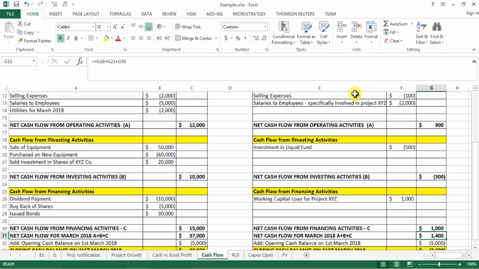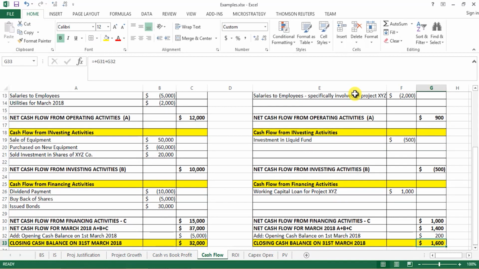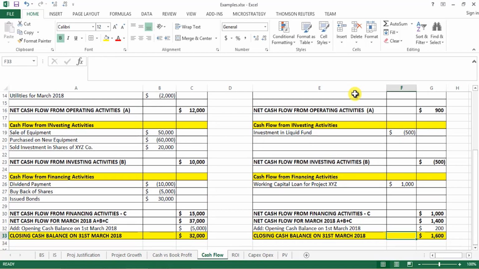Okay, so your net cash flow A plus B plus C is going to be $1,400. Negative 900 from the operating activities. Invested 500 out of that. That leaves you with a balance of 400. Additional $1,000 loan for the working capital of the project XYZ. That gives you a total of 1,400 net cash flow for the month of March. Also, suppose he had an additional funds of $200 in hand on 1st of March. Closing balance of Mr. X for the project XYZ on 31st of March comes to $1,600.